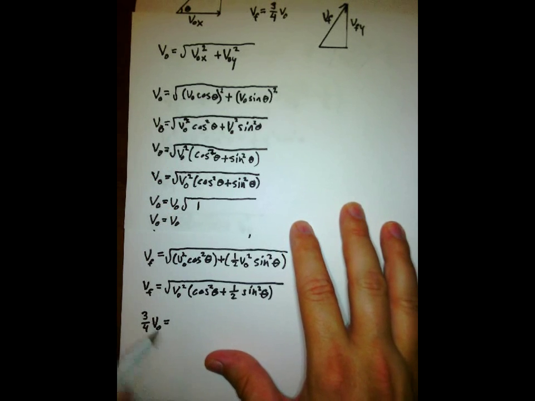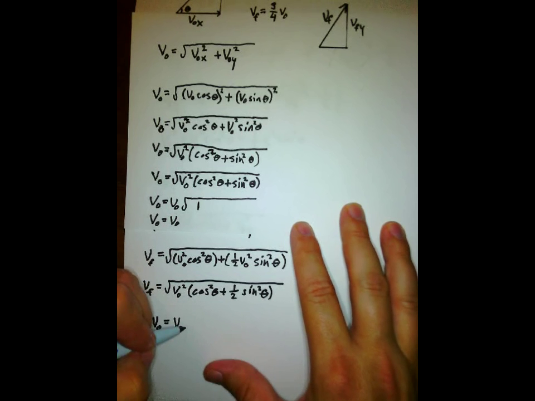Okay. Now I have the square root of V naught squared. So I'm going to pull that out. The square root of V naught squared is just V naught.